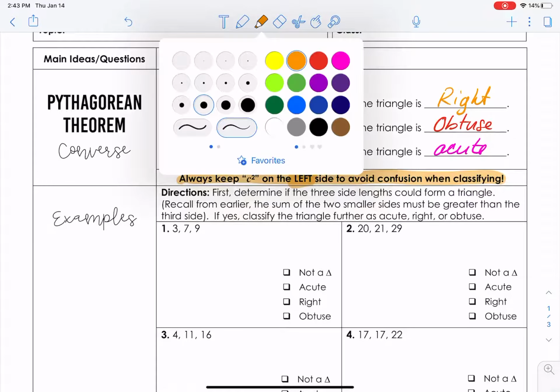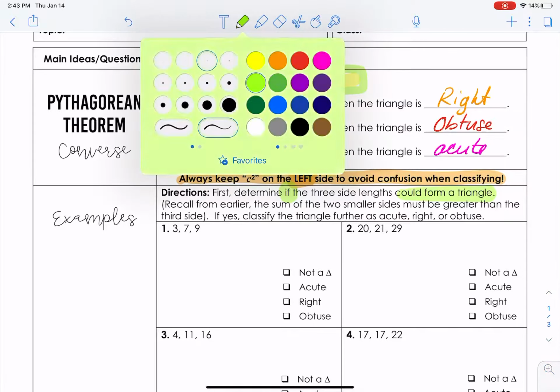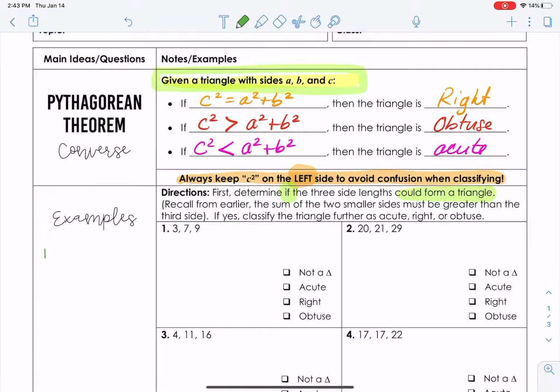Second, remember the definition said given a triangle. Well, I have to first determine if the sides that I'm given could even be a triangle. Maybe they can't. It is possible for 3 lines to not connect to make a triangle. So the first thing we have to do when we're doing this is ask, is it a triangle? That means that A plus B has to be greater than C.